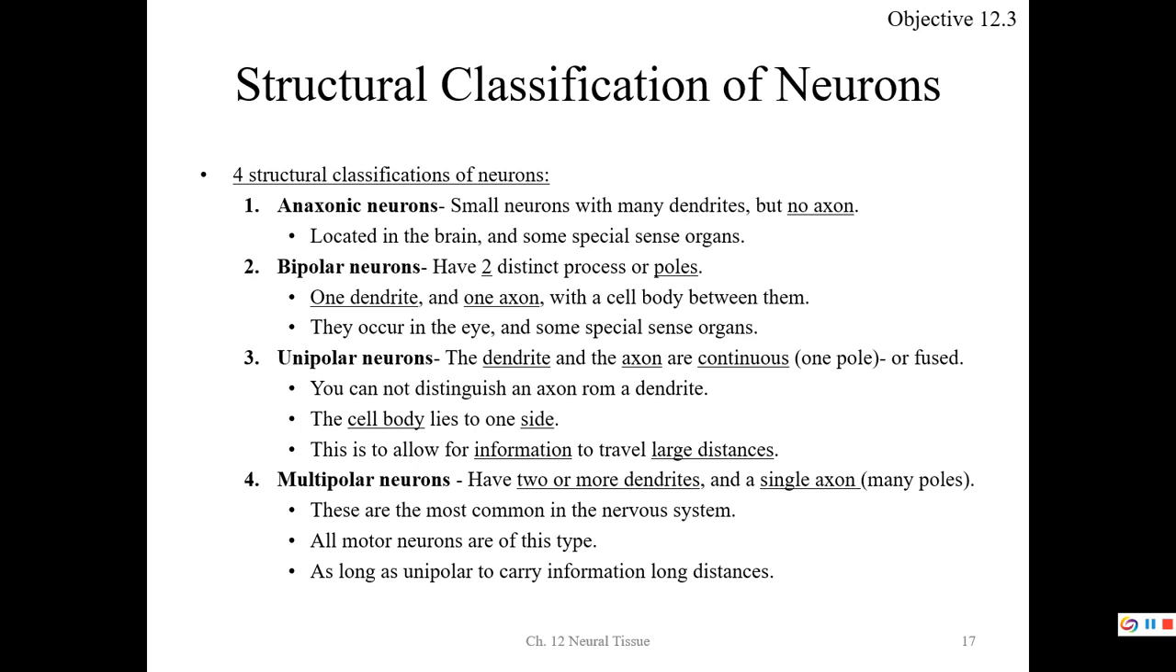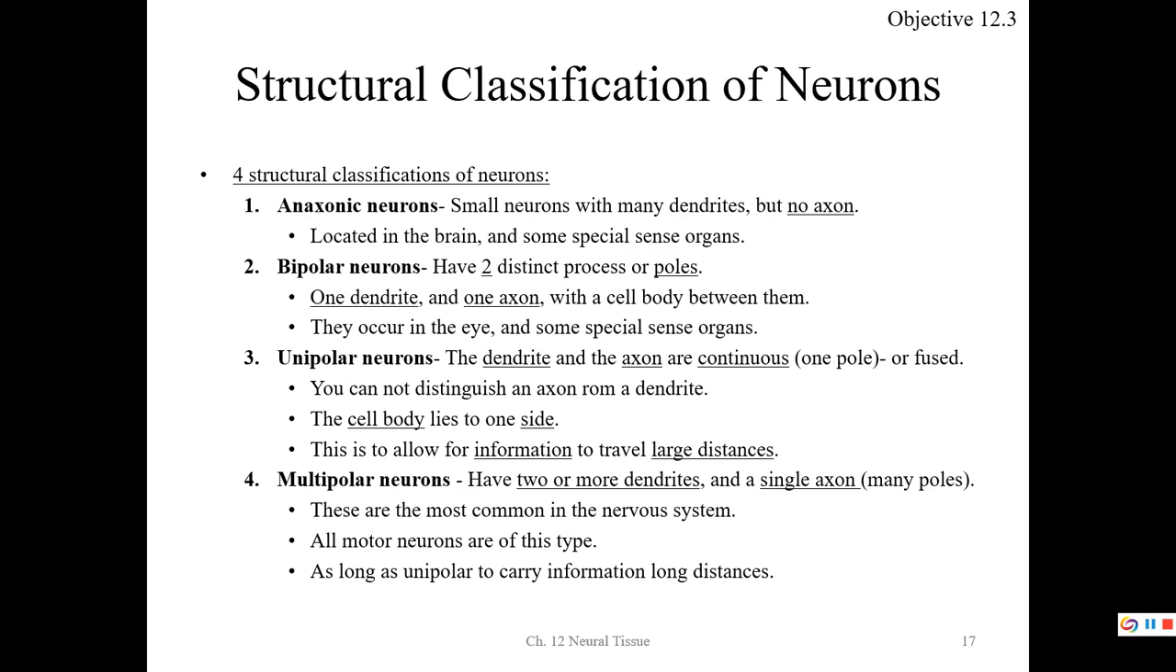Now, let's describe some neuron classifications based on their structure. One of the things we can talk about is there are neurons called anaxonic. Anaxonic, they have many dendrites but no axon. They're in the brain and some special sense organs, so they're relatively specialized. Then there are bipolar cells. They have two processes. We can call those poles. One dendrite, one axon, cell body between them. They're in the eye and sense organs.